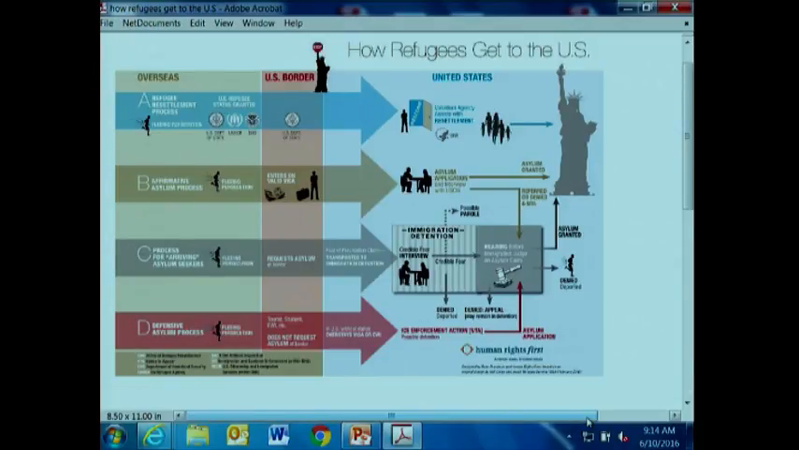A few of the processes are outlined here. The refugee resettlement process is probably the one most people are familiar with. We have a number of refugee resettlement agencies that would work with people who are identified as refugees outside of the United States and then are resettled here.